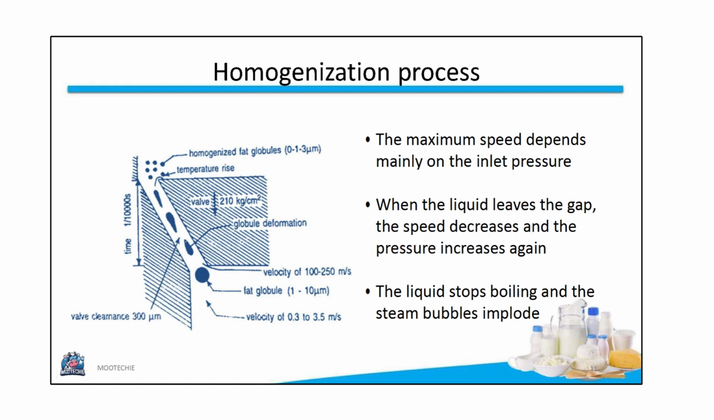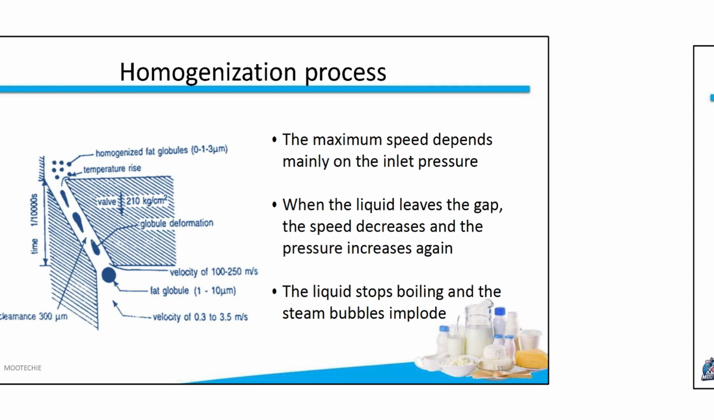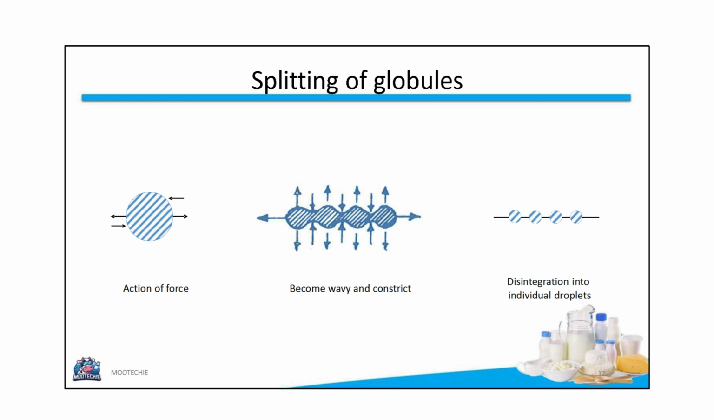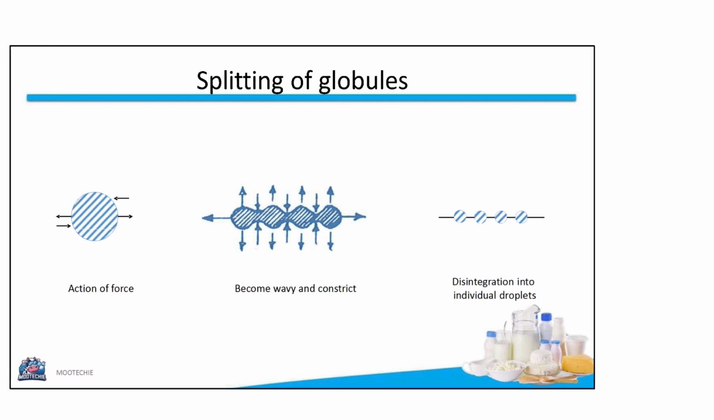When the liquid leaves the gap, the speed decreases and the pressure increases again, causing the steam bubbles to implode. This intense energy release creates turbulence that tears the fat globules apart into smaller homogenized globules of 0.1 to 3 micrometers, also causing a slight temperature rise. The splitting of the globules happens due to intense forces. The globules become wavy and constrict before finally disintegrating into individual droplets.